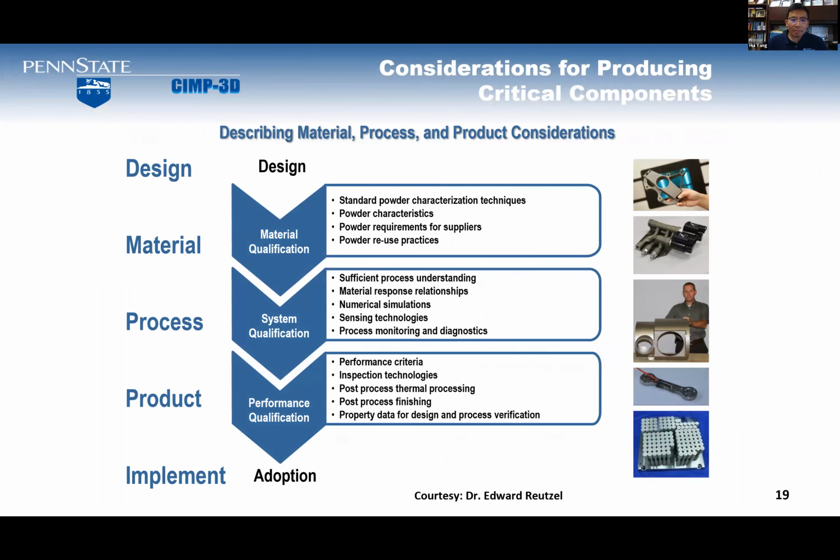So in AM, you have the design phase, and then you have material. For material, we need to qualify it because you have powders. Make sure of the powder distribution, how to characterize the powder, and what characteristics the powder should have. And also powder requirements for the suppliers, and the reuse. How do you reuse the powder? Because you see we sweep off a lot of powders.